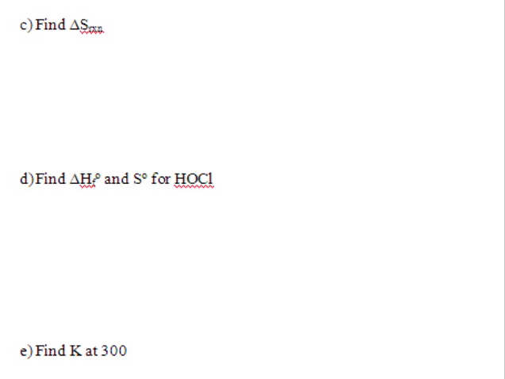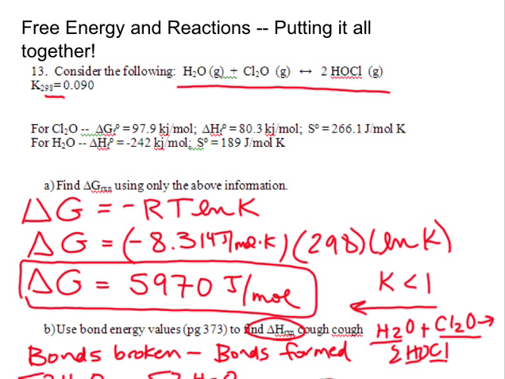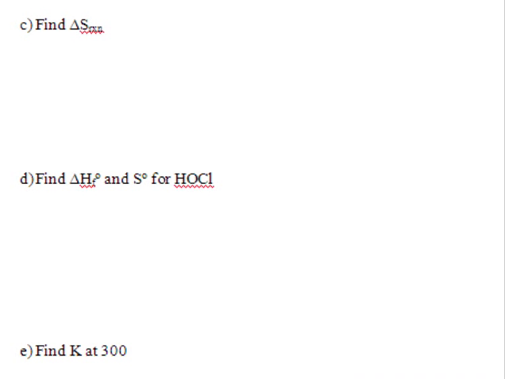Find delta S of the reaction. Now what do I do? I don't have enough delta S pieces of information to find delta S because I don't have anything about this one, and I have only the delta S of this side. So how can I find delta S of the reaction? Using what? We have the delta G, which we just calculated, and we have the delta H because we calculated that from bond energy. So we're going to use Gibbs-Helmholtz.